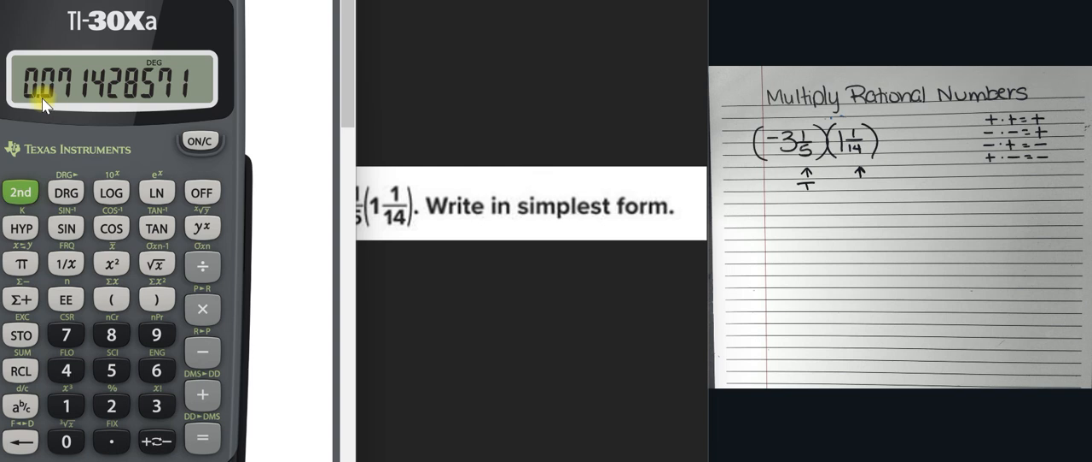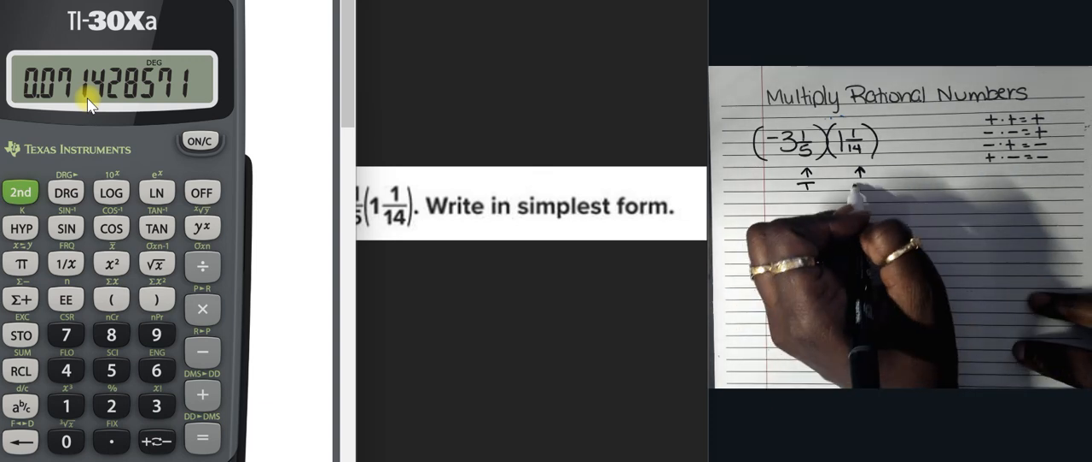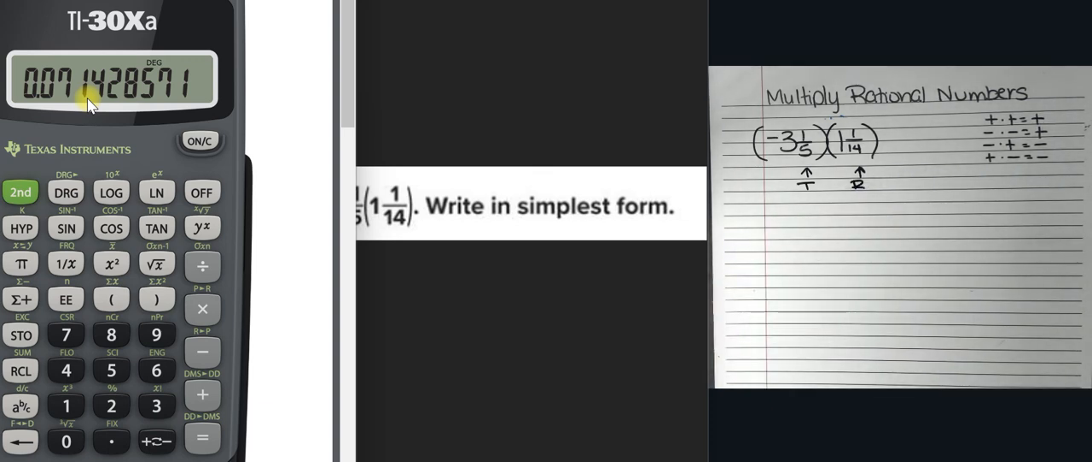So notice that we have 0.0714285, and then we start to see the repeat starting here. So 71, which we saw here. So this is a repeating decimal. This tells me that we need to keep them all in fraction form.